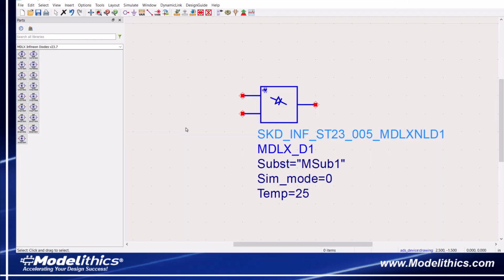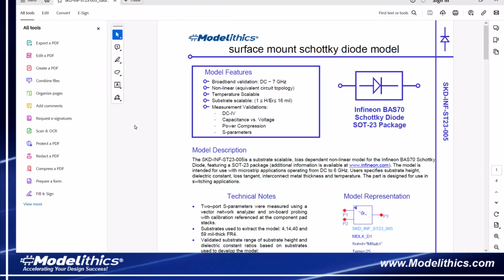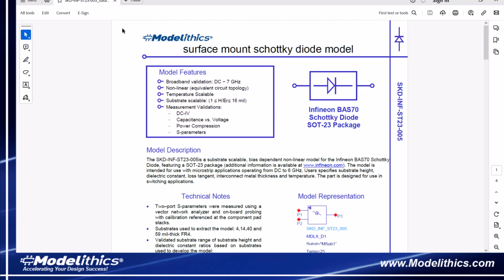Let's now turn our attention to a different model. Here we have the Modelithics model for the Infineon BAS70 Schottky diode. Let's take a look at the datasheet for this model. Again, the model is temperature and substrate scalable. Measurement validations include DC-IV, capacitance versus voltage, power compression, and S parameters.